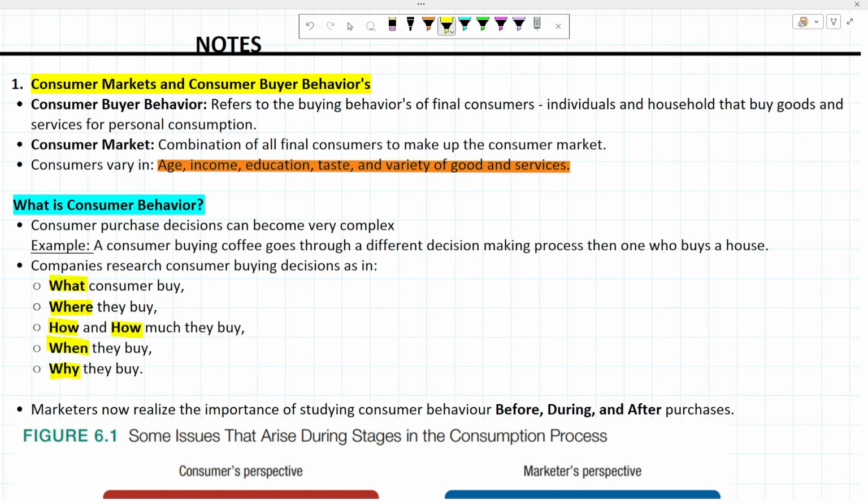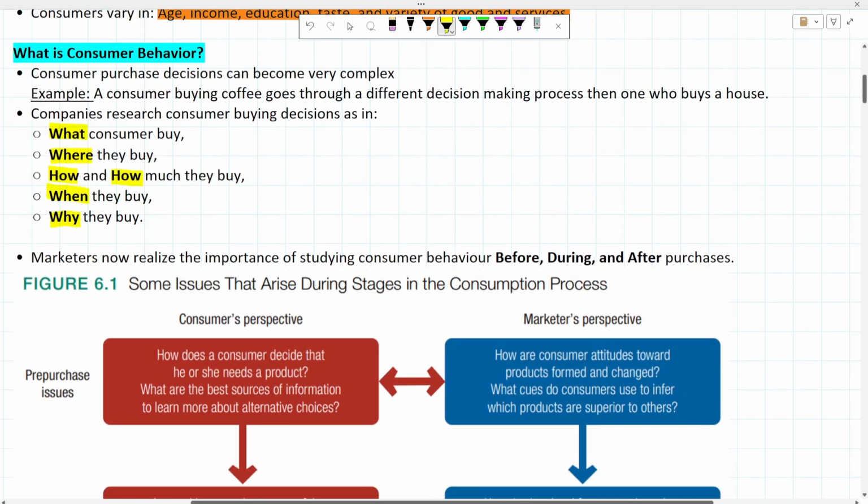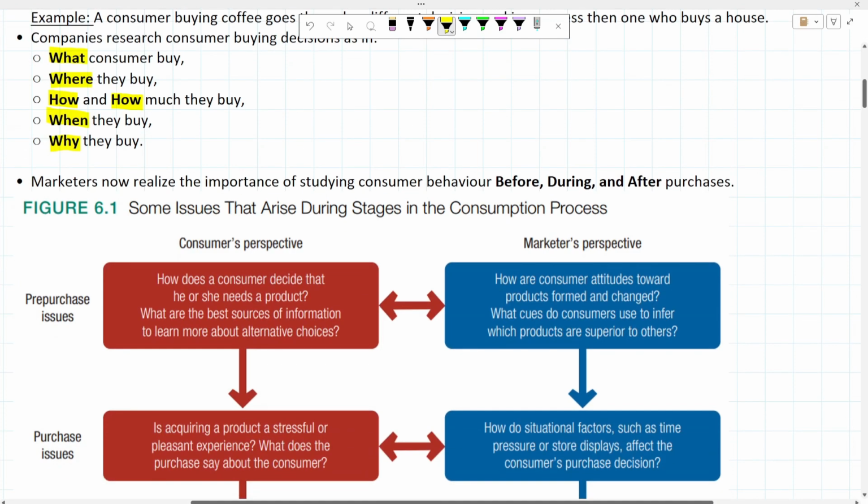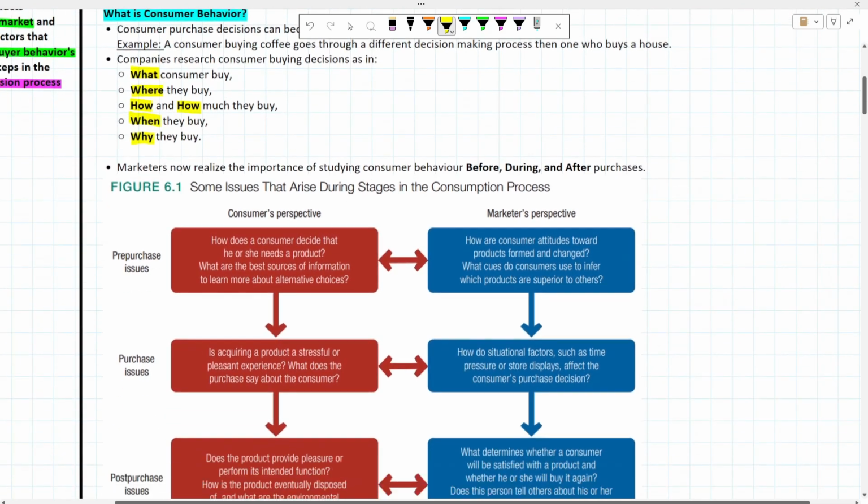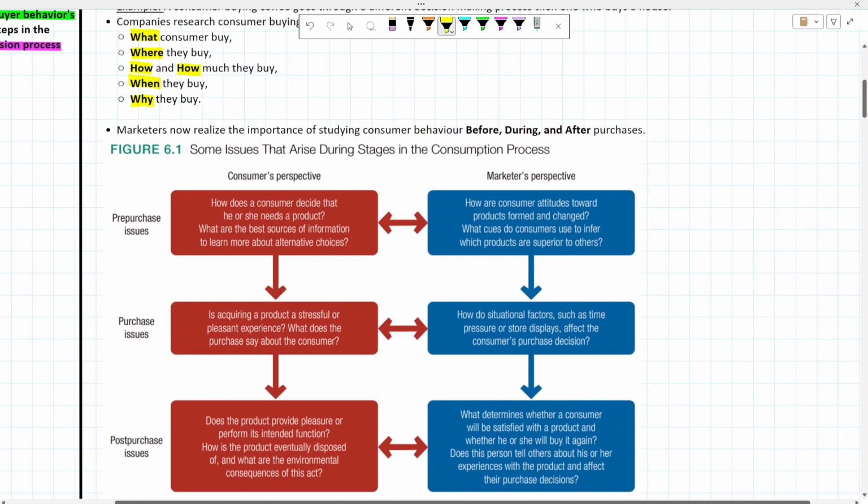So marketers now realize the importance of studying consumer behavior before, during, and after purchases, and it is all equally as important. So some issues arise during stages in the consumption process. So let's look at this. Here on the left side, we have consumer perspective. And on the right, we have marketer's perspective.